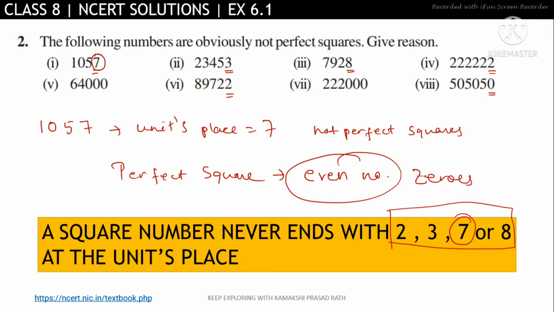But here we see that in 64,000, 3 zeros are there, so it cannot be a perfect square. 2,22,000, 3 zeros are there, so it cannot be a perfect square. 5,05,050, it has only 1 zero, so it also cannot be a perfect square because we are having an odd number of zeros. If an odd number of zeros are there, then it will never be a perfect square.